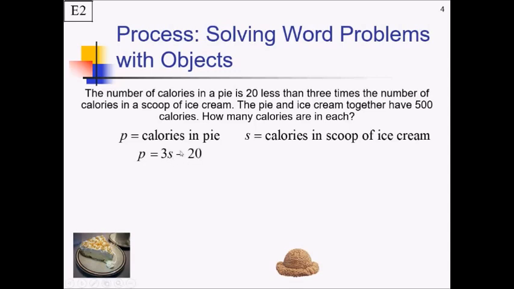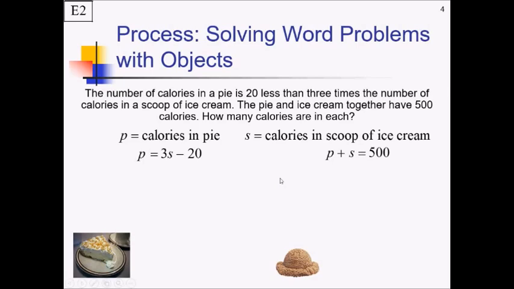So this gives us a way of talking about P. But again, this is not enough by itself to know how many calories are in each thing. We also have to use this information about them adding up to 500 calories. So I can say the number of calories in pie, P, plus the number of calories in a scoop of ice cream, S, equals 500. And now I have a system that I can solve. Pause the video and go ahead and solve this using, again, whatever method you feel works best.